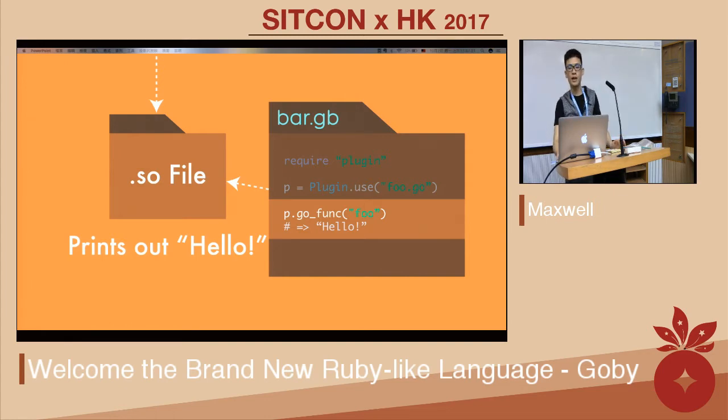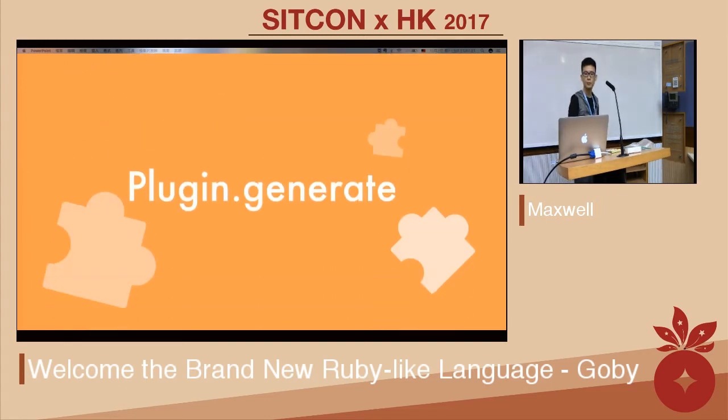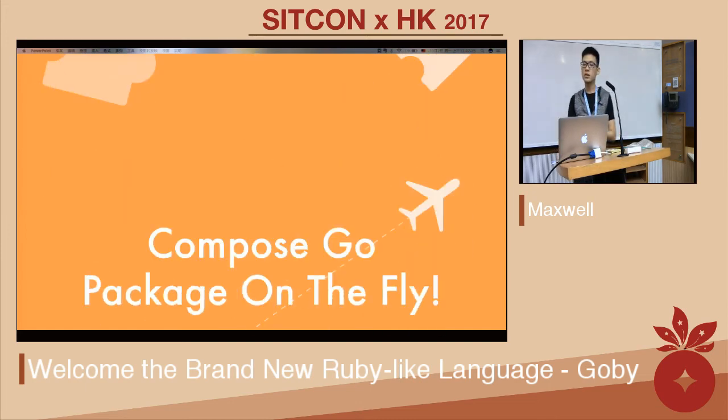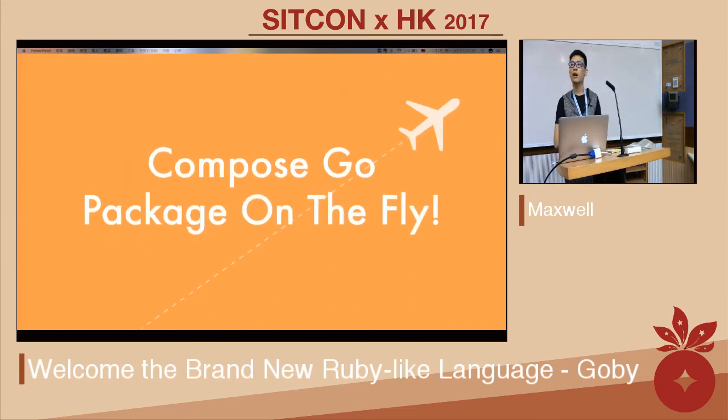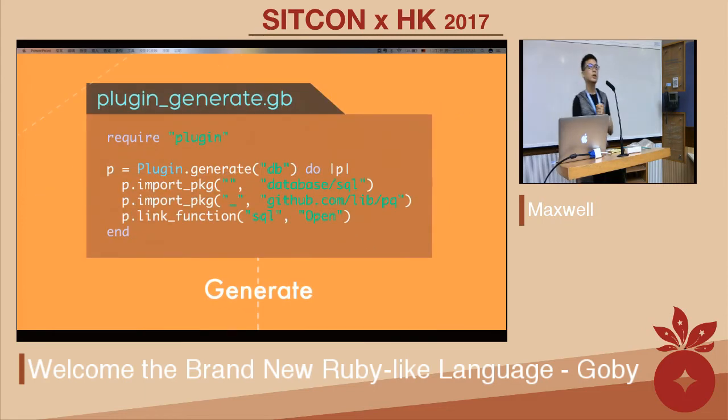And the next API is called the generate method. So what it does is compose the Go packages on the fly. So let's take a look at this example. This plugin generates a file which is written in Goby, and in the same way requires the plugin and generates a plugin called DB. And you can see that we can use the import package method to import a package from the Go libraries. And also we can link the function.